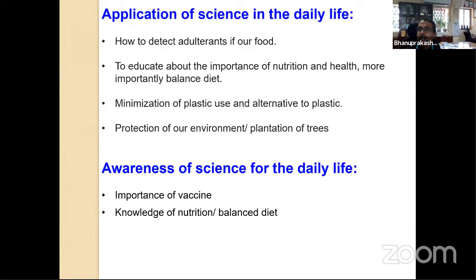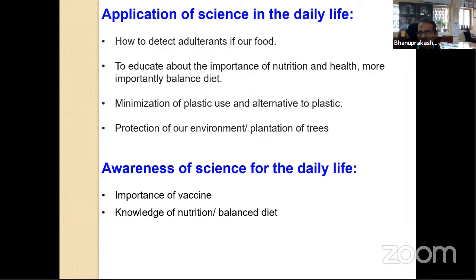I have a few slides. If we teach them and the kids learn this, they can educate their own people. Some other examples: how can we minimize plastic use and what are the alternatives to plastic? I am using the word minimizing because it is impossible to avoid plastic. At certain places, some amount of plastic is necessary, but how can we minimize that? And most importantly, how do we protect our environment? How much plantation can be done? How much gardening can be done? How will it protect us in turn? These are all the things we need to propagate through science. That is a part of the application.